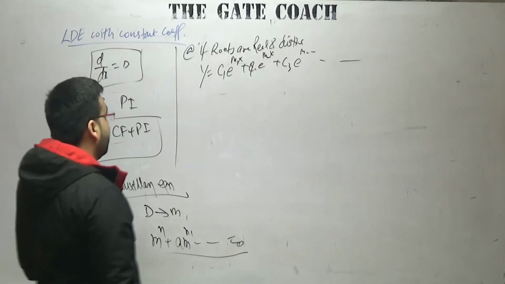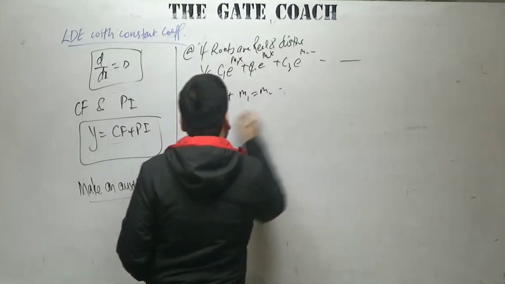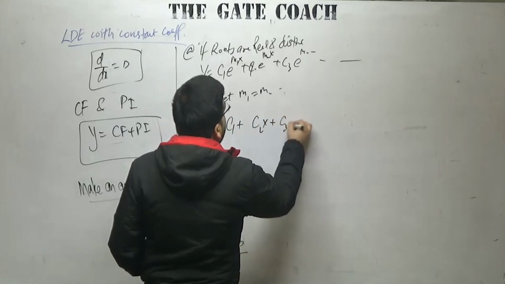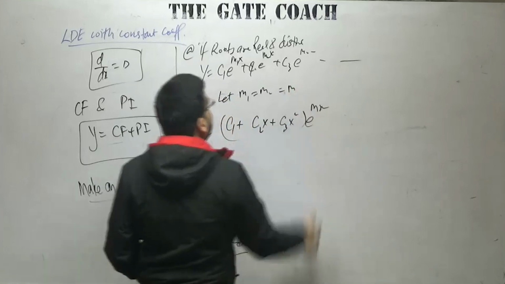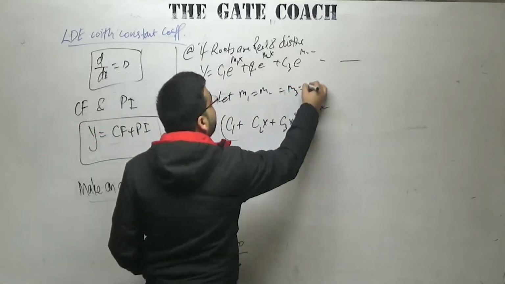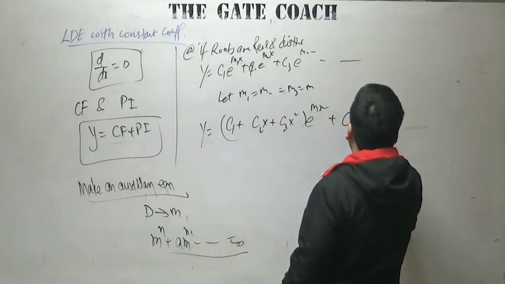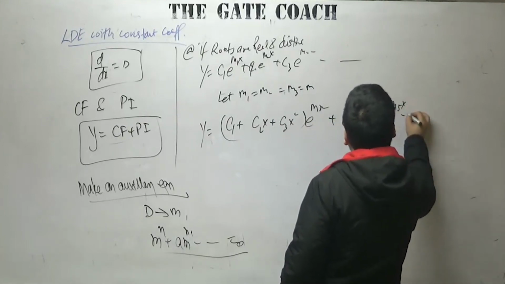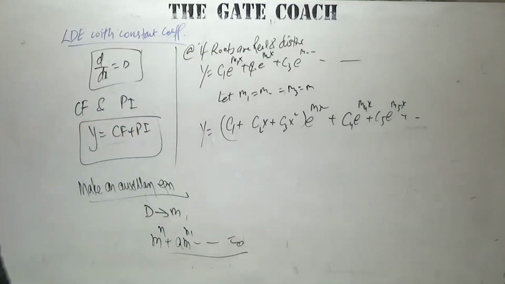If the roots are equal, let us say that m1 is equal to m2 is equal to m3, y will be equal to c1 plus c2x plus c3x square, e raised to power mx, where m is equal to m3, and the rest will go on like this: c4 e raised to power m4x plus c5 e raised to power m5x and so on. So this is number one way of representing the complementary function.